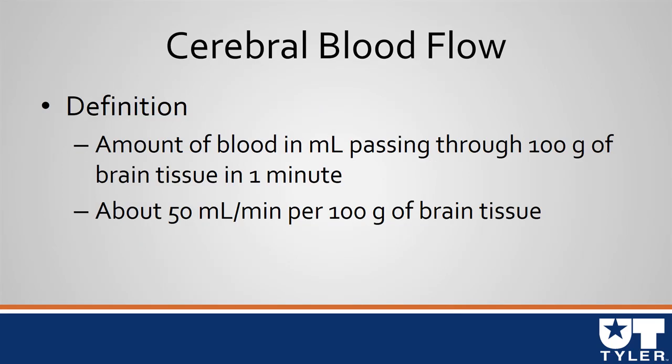Cerebral blood flow, or CBF, is the amount of blood in milliliters passing through 100 grams of brain tissue in 1 minute. The global CBF is approximately 50 milliliters per minute per 100 grams of brain tissue. The maintenance of blood flow to the brain is critical because the brain requires a constant supply of oxygen and glucose. The brain uses 20% of the body's oxygen and 25% of its glucose.